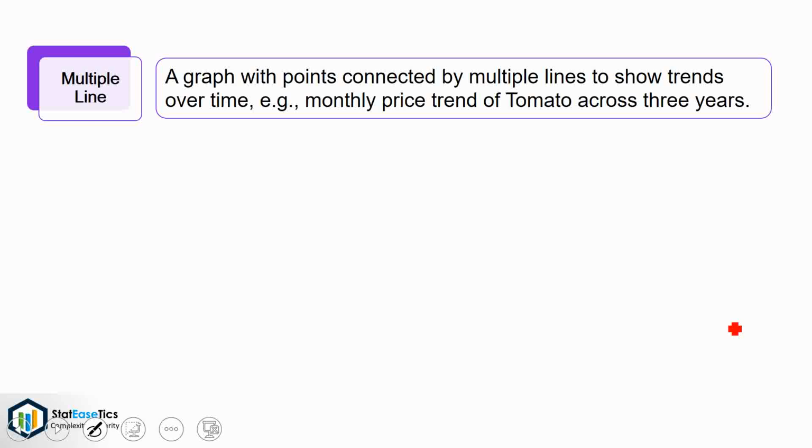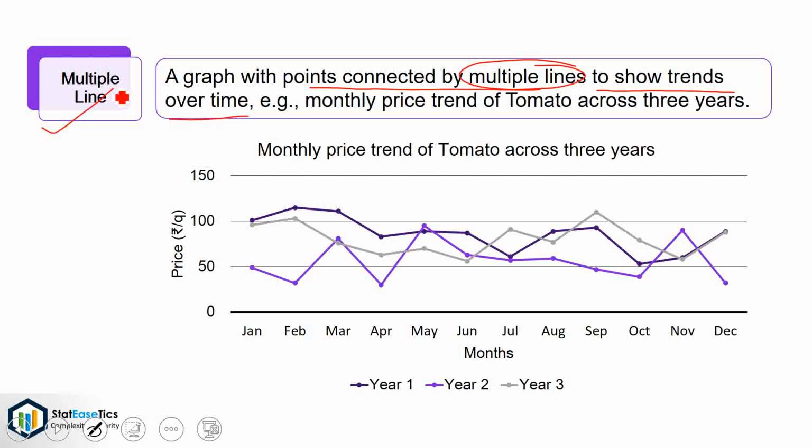A graph with points connected by multiple lines to show trends over time is called multiple line chart. Example, monthly price trend of tomato across 3 years. Here, the monthly price trend of tomato over 3 years is shown using multiple line chart. The dark purple line indicates the monthly prices of tomato for year 1, the light purple indicates it for year 2, and the gray line indicates the prices of tomato for year 3.